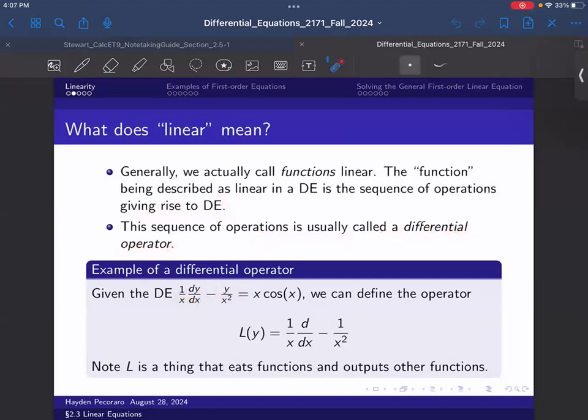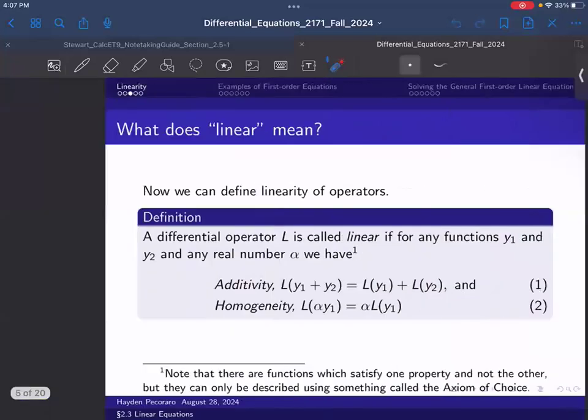Okay. So the derivative itself is one example of a differential operator. Something else like this that multiplies something by minus 1 over x squared, and then takes the derivative of that same thing and multiplies by 1 over x, and then subtracts those two things. That's a differential operator. Right? It does that to y, and I shouldn't have written the y there. So L is a thing that eats functions, outputs other functions, just like the derivative does, or the antiderivative. All right, questions here? We good?